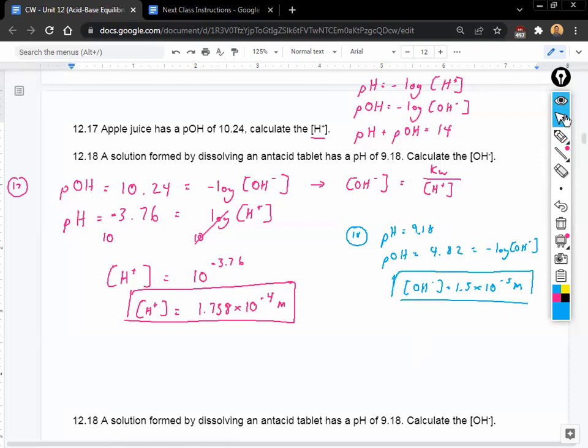Okay, so just make sure you guys get really comfortable working with the logarithms, because once we go forward into the ICE table problems, instead of giving you concentration sometimes, it's just going to give you the pH or pOH, and then you've got to convert it into molarity and then plug it into an ICE table and then solve for equilibrium like that. So a lot of different steps in the problems.